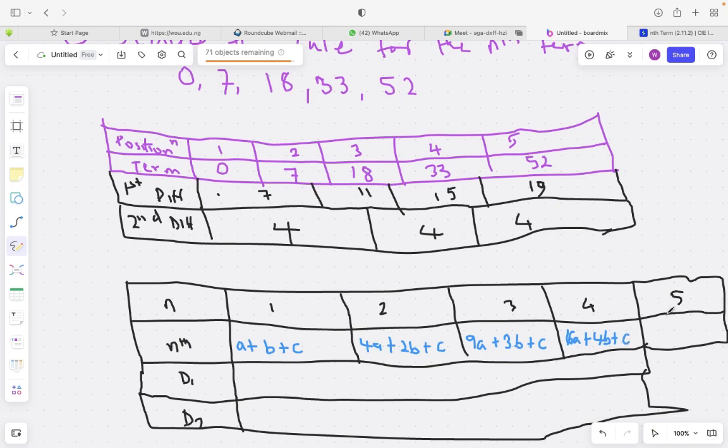Then for the fifth one, n is 5. 5 squared is 25. So I'll have 25a plus 5b plus c.